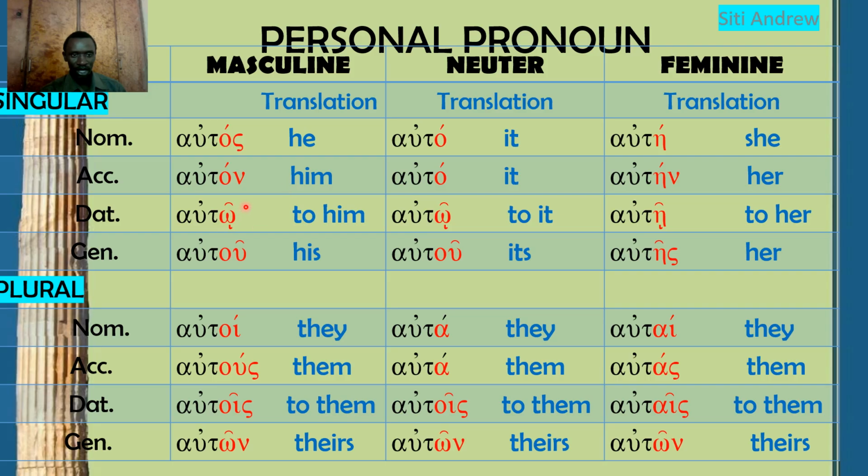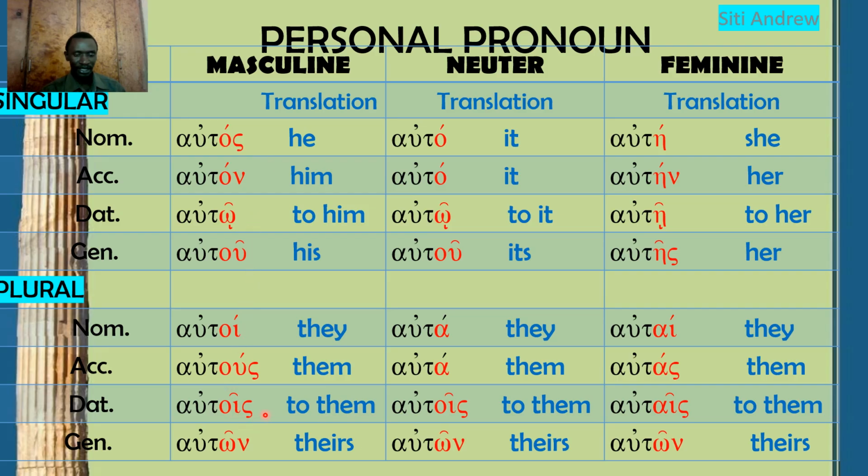in masculine, you have autos, which is translated as he. That is a third person personal pronoun. So it's following the same endings of the first and second declension. As you can see, this is the second declension ending. Autos, auton, auto, autu, autoi, autus, autois, auton. So you can see the endings are just the same.